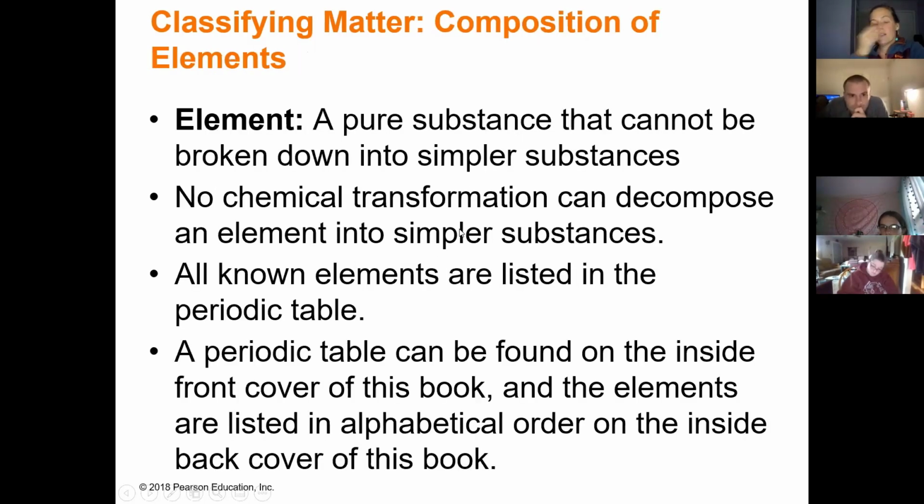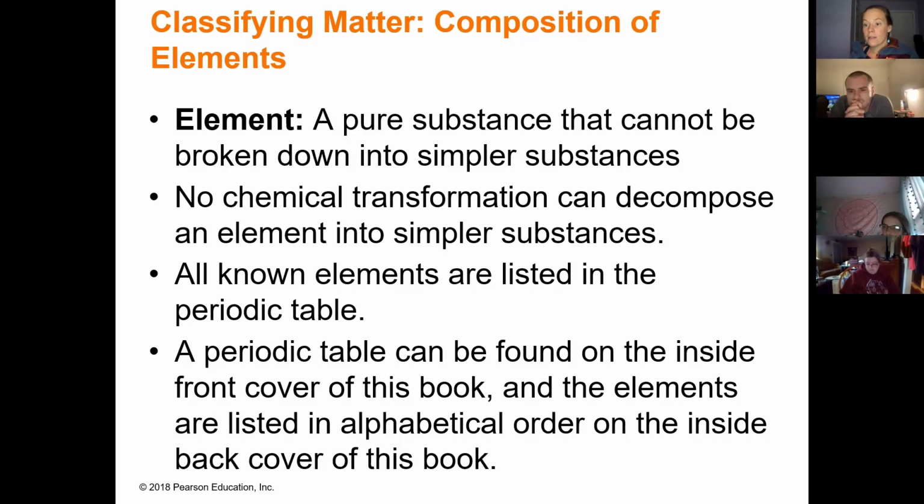So if we're looking at a pure substance, the first one is an element. A pure substance that cannot be broken down into a simpler identifiable substance. So like if I took carbon and I had a carbon atom, I can't break that down into anything simpler that's also still identifiable and unique. I could break it down into protons, neutrons, and electrons, but the protons of carbon are the exact same as the protons of hydrogen. You wouldn't be able to tell the difference. So the smallest or the most basic identifiable thing is an atom of an element. No chemical transformation can decompose an element into simpler substances.